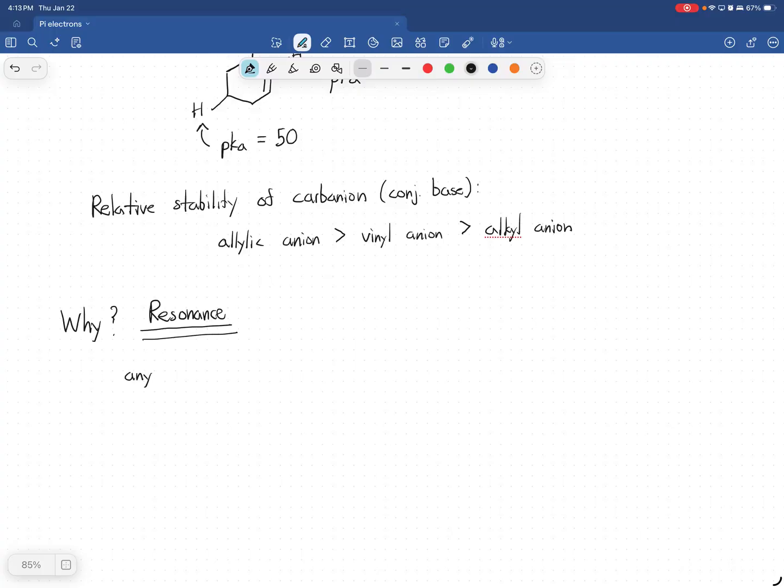So I want to tell you, any allylic intermediate, radical, carbocation, or anion, any of these intermediates is stable. Okay, so first let's show the allylic radical.